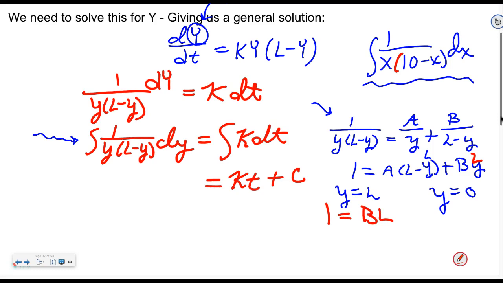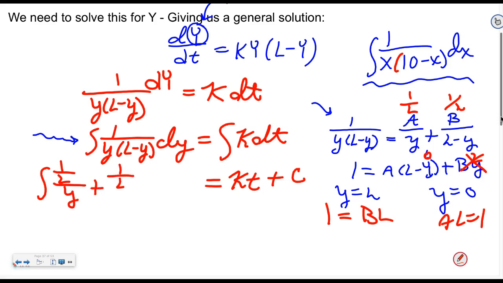Don't forget, who am I trying to find? A and B. So what's B? Okay, that's whatever the carrying capacity was. In every problem, that would have been a 1 over L. Again, the proofs cover all scenarios. That's why there's variables everywhere. Next step, when Y is equal to 0, I would get a 0 here. This would go, so I get A times L equals 1. So what's A? Also 1 over L. That's kind of nice. So now it's decomposed back over here as 1 over L over Y plus 1 over L minus Y, and I'll slow down, dy.